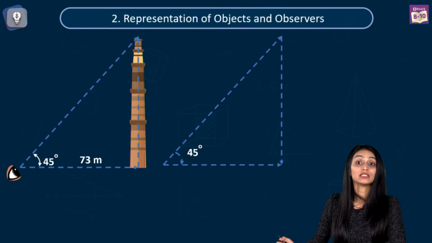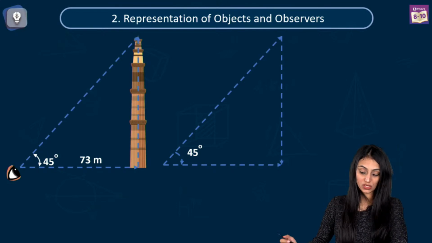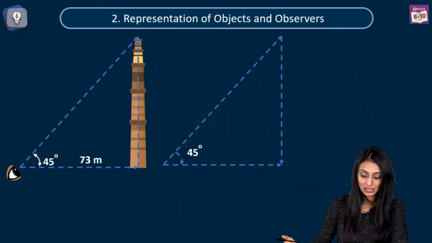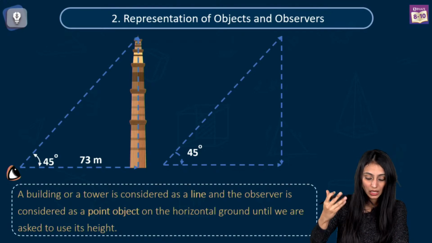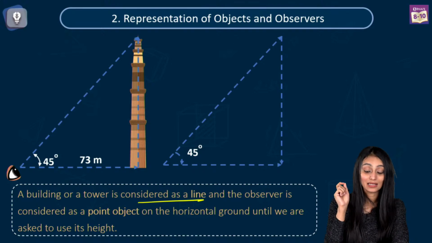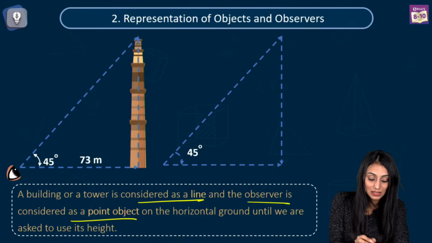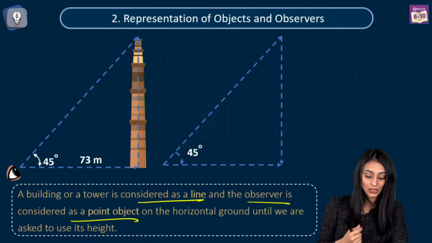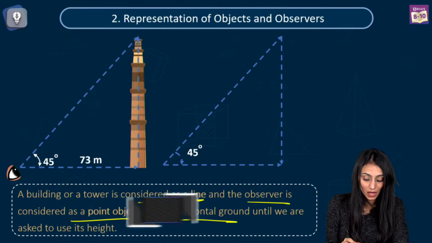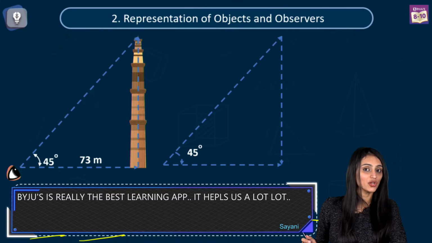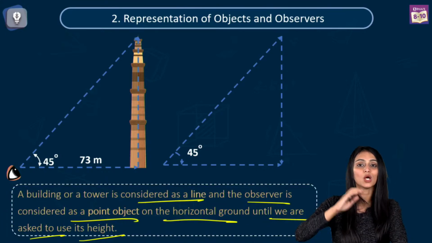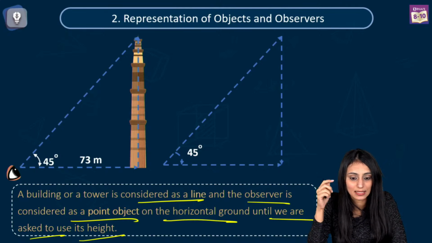All right, now let me give you some tips while handling problems related to real life situations. Like I mentioned before, if you have a building or a tower, we will consider it as a line and the observer is considered as a point object on the horizontal ground. Until and unless it is mentioned in the question, we are not considering the observer's height.